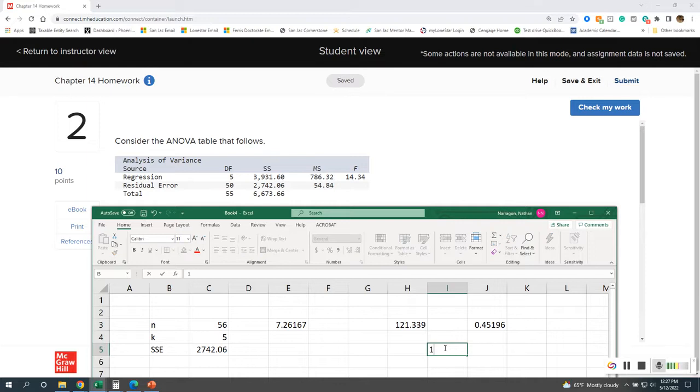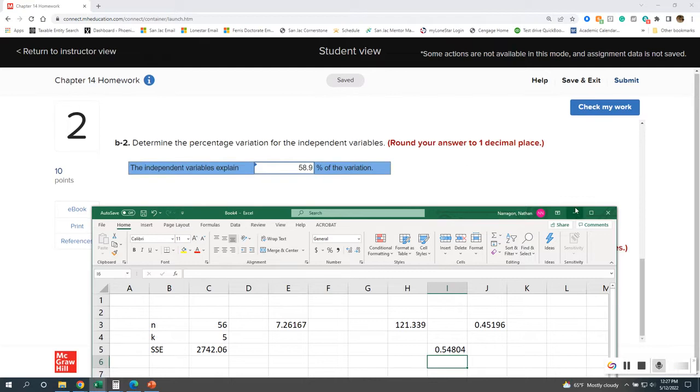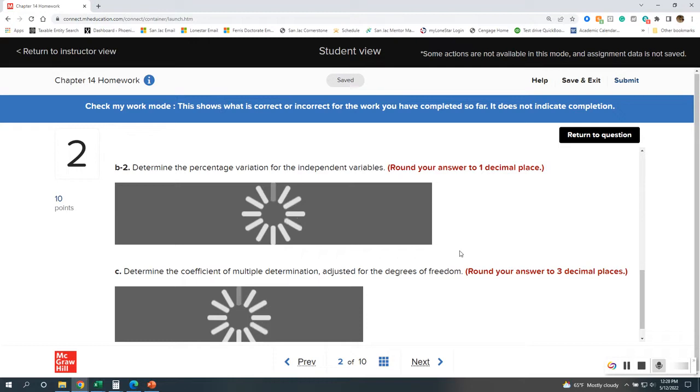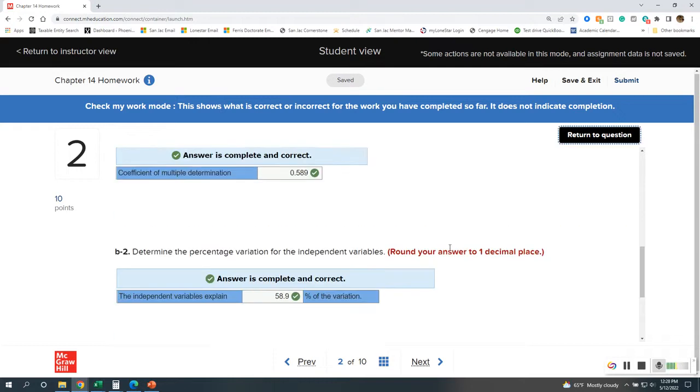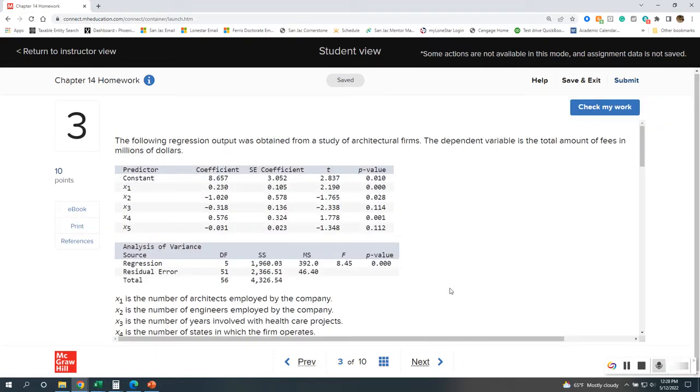So it ends up being 0.45196, but it's not done because it's equal to 1 minus this number. So we're looking at 0.54804. Okay, check. And there you go. And there's question 2. Nice. Okay.